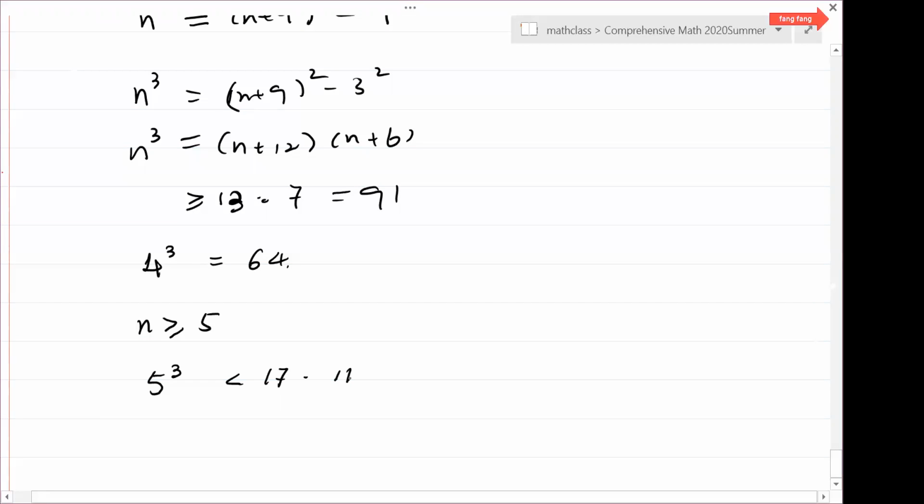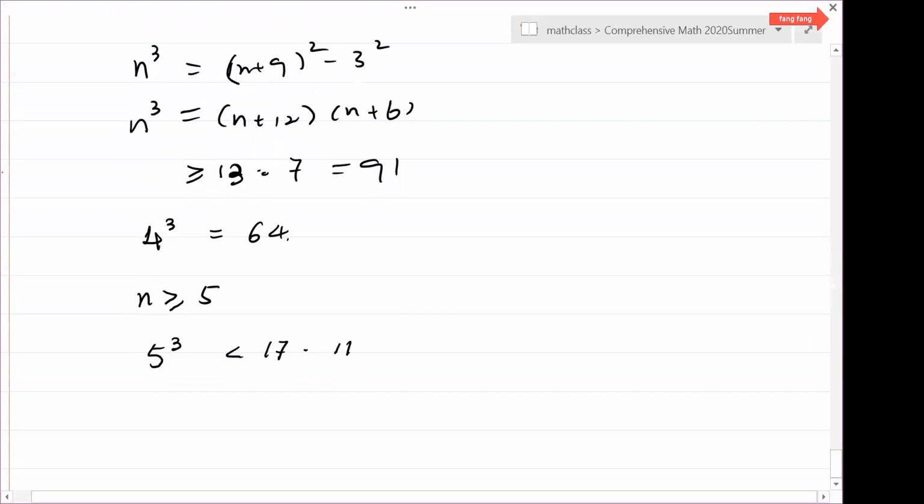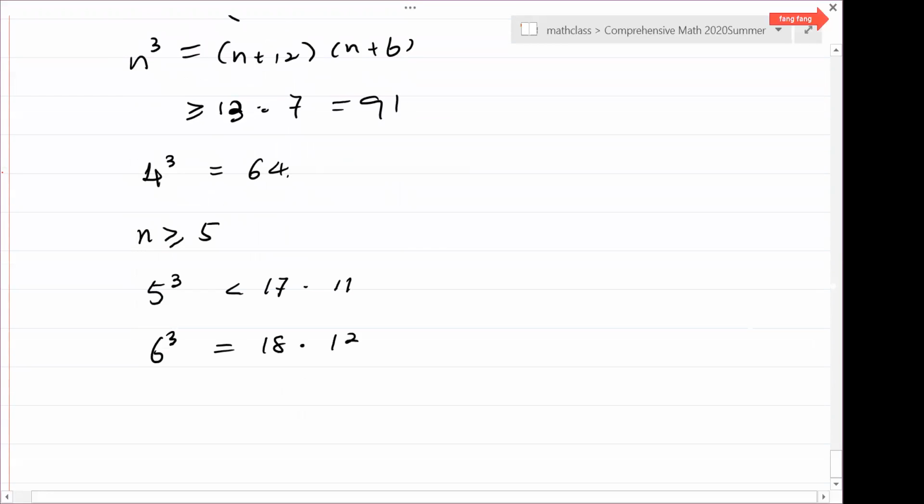So they're not equal. And you'll be surprised, this will be equal when n equals 6. It's 18 times 12. Then after that, the cube is much larger; it's 19 times 13. So this is the only solution you can get, when n is equal to 6.